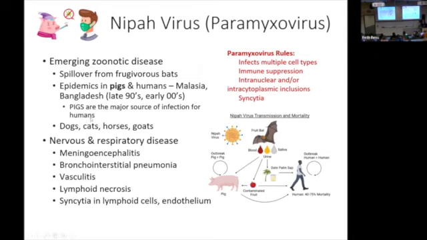We're going to infect multiple cell types. So pneumonia and encephalitis, it's like distemper, lymphoid necrosis, it's like distemper. This one can also cause vasculitis. So pretty severe disease, especially in humans, no disease in bats.